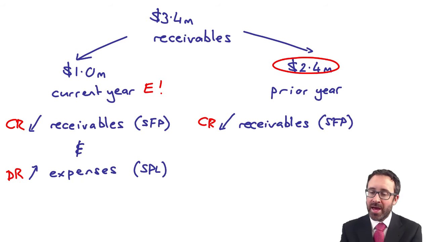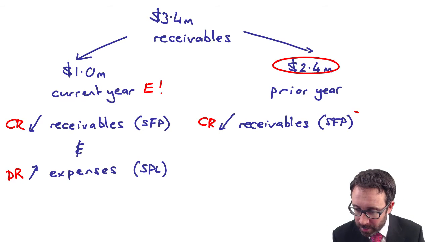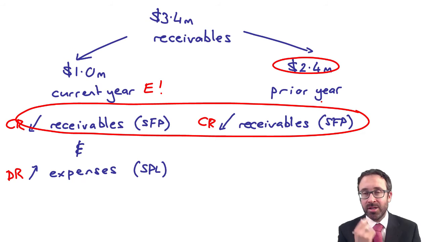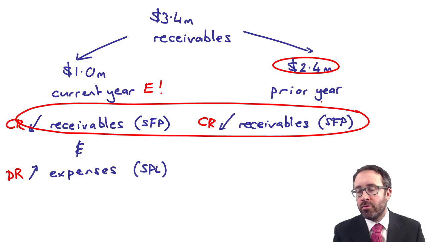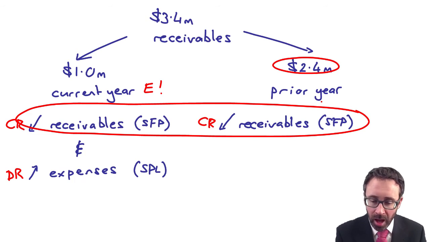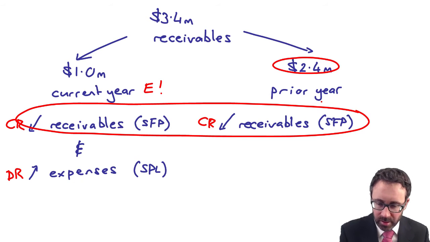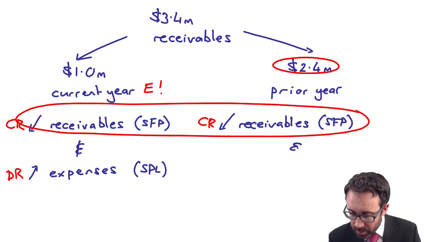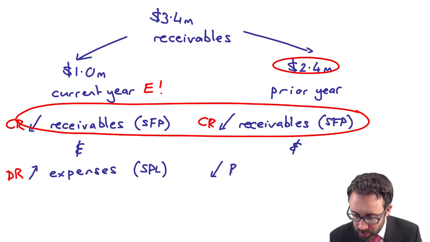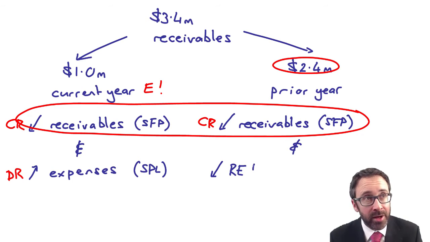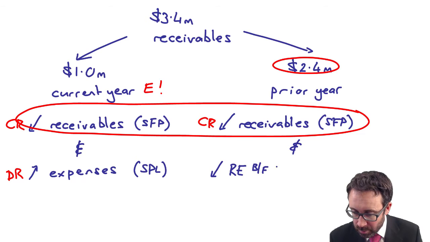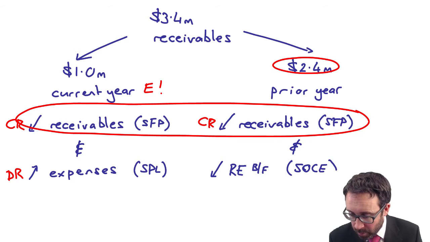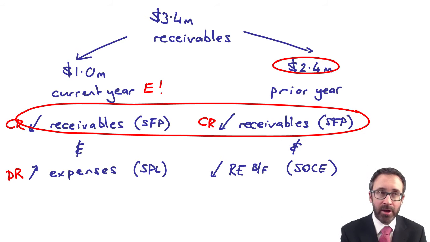You're adjusting the SFP. So effectively what you're doing is you're crediting your receivables in total with 3.4 million, aren't we? You've debited your expenses with the 1 million. So what about the remaining debit of 2.4 million? Well, what we're going to do is reduce the retained earnings brought forward by the 2.4 million on the statement of changes in equity.